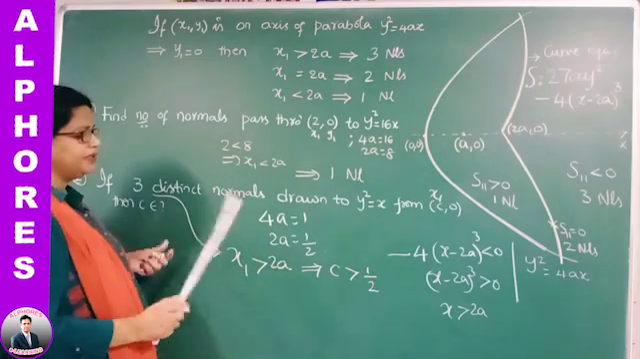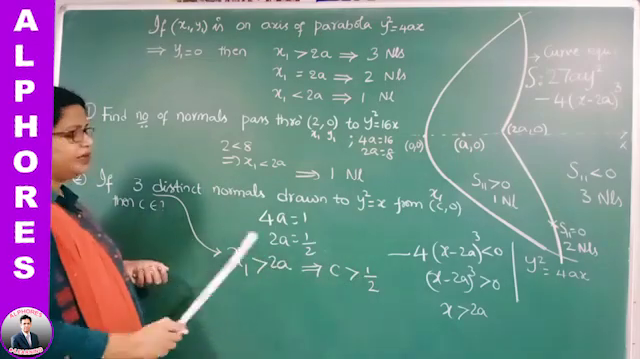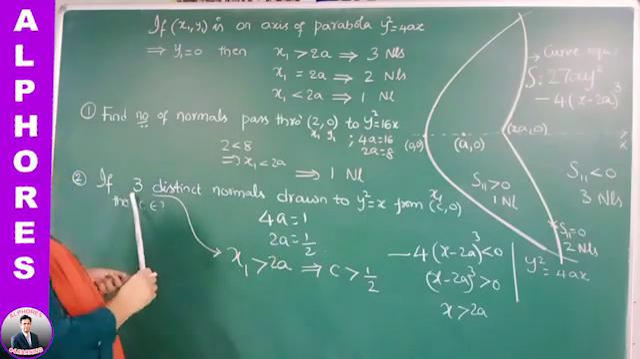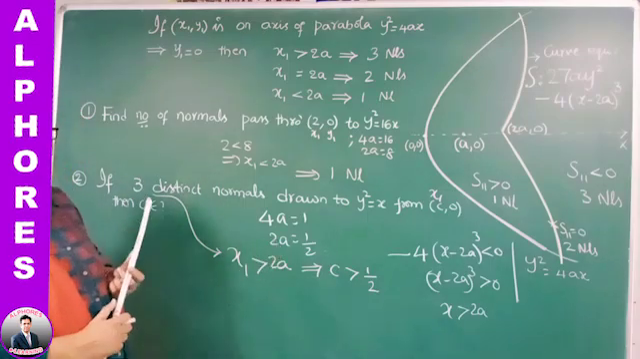That implies when c is greater than 1 by 2, or c values from 1 by 2 to infinity, then we can say there exist three normals.